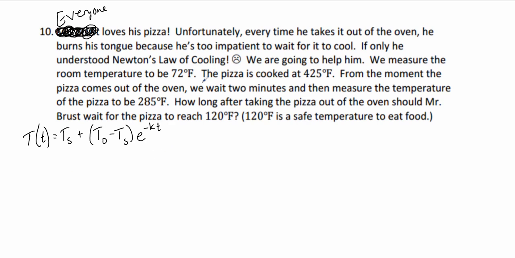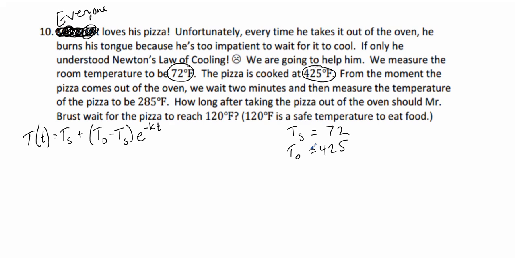All right, so there's a couple things that we need to understand. All of these numbers are going to tell me something. So this right here is the room temperature, the surrounding environment. That's going to be T sub S, so that's going to be 72. The pizza is cooked at 425 degrees Fahrenheit, so that is the initial temperature of the object. That's T sub 0, or T sub naught. That's 425, the temperature of the pizza when it comes out of the oven.